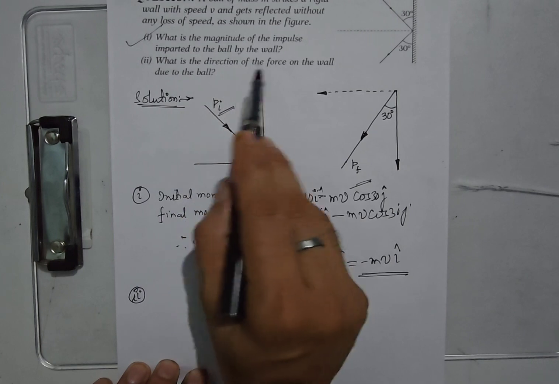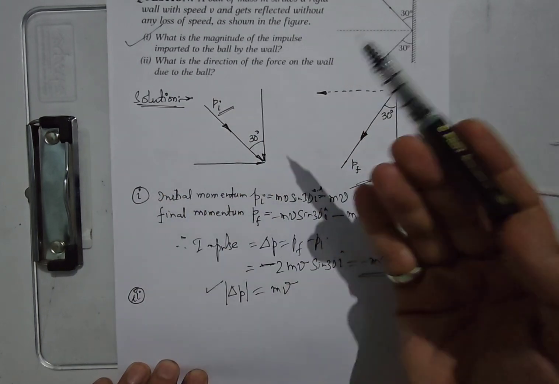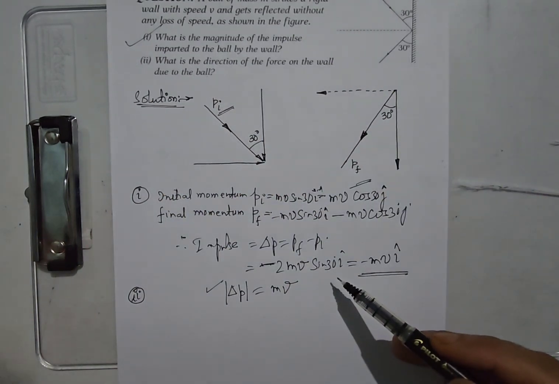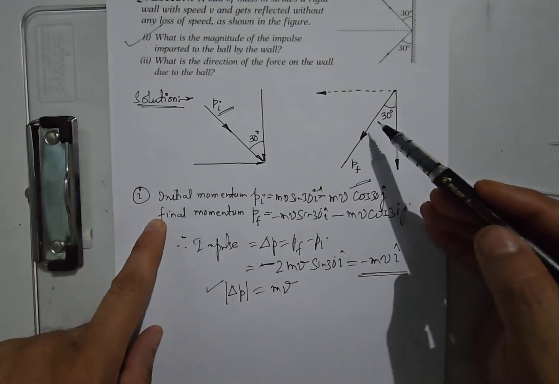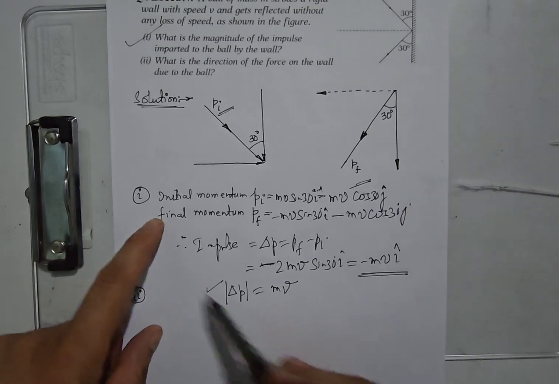Now second is, what is the direction of the force on the wall or due to the wall? See, the negative sign of the impulse shows that it is along negative x direction. Since the impulse and force are in the same direction, the force on the wall is along the negative direction of x-axis. Hence, the force on the wall will be along the positive x-axis. So this is the answer for this second.